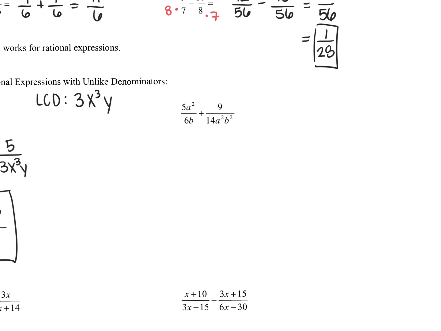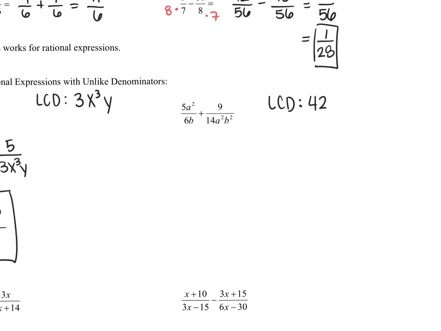Our next example, we have 5a squared over 6b plus 9 over 14a squared b squared. So for my LCD, I can't make 6 and 14 the same, so I need to figure out what number 6 and 14 both go into. So I'm going to start looking at some multiples of 14 and see if any of them are also a multiple of 6. So 14 times 2 is 28. Unfortunately, 6 does not go into 28. 14 times 3 is 42, and 6 does go into 42. So my LCD is going to contain 42.